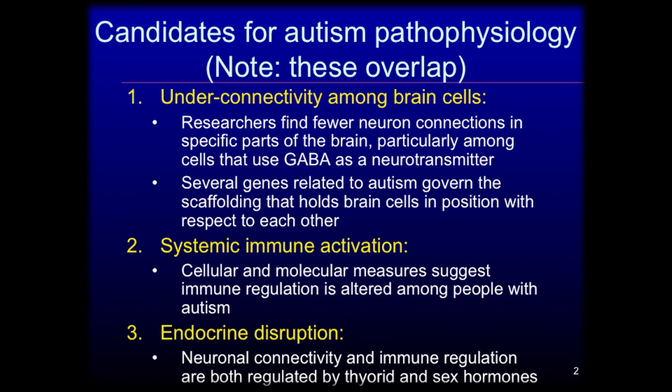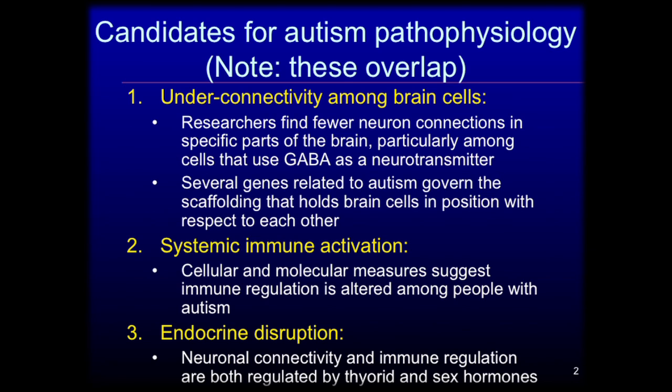Another one, people are noticing issues about systemic immune activation with autistic patients. Cellular and molecular measures like the immunoglobulin profile, like the cytokine production, those seem to be altered in a lot of autistic patients. An example of the overlap: glial cells, for example, in the brain are chronically activated in autistic children. Well, those are immune cells, but they're also in charge of holding all of the neurons in place in relation to each other. So is that under number 2 or number 1? You decide. And then the other piece is endocrine disruption.